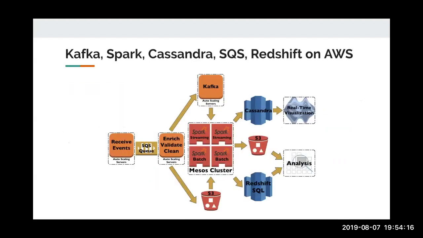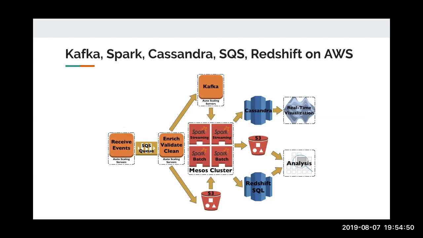Here's an example of Kafka, Spark, Cassandra, SQS, and Redshift on AWS. So they receive events. They send them through SQS. They validate, clean it, and then they send it to Kafka and S3. Why would they do that? Well, S3 is a great data store. They can archive stuff there. It's the cheapest data store. And then once it hits Kafka, Spark Streaming can pick it up, or in this case, batch picks it up from S3.